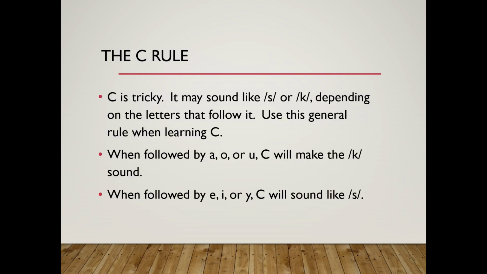In English, we have a whole bunch of rules that we have to follow, and C and G are two that we're going to explicitly talk about today. The C rule is that just know that C is tricky. It's got multiple sounds. Sometimes it might sound like an S, sometimes it might sound like a K, depending on what follows it. So usually there's a series of vowels that follow this consonant C, and depending on what follows it, determines what sound that C will make.